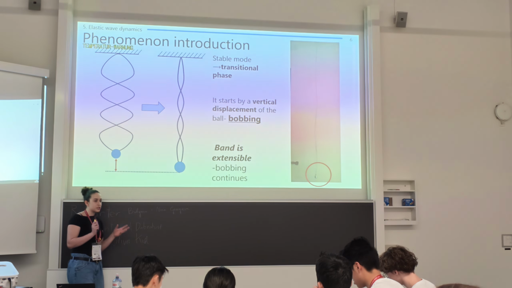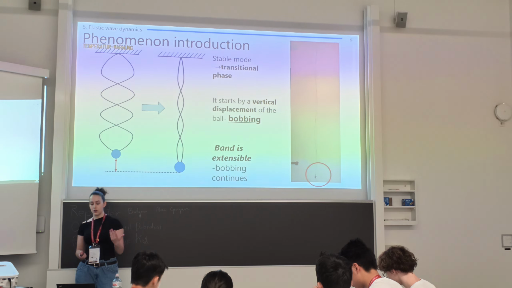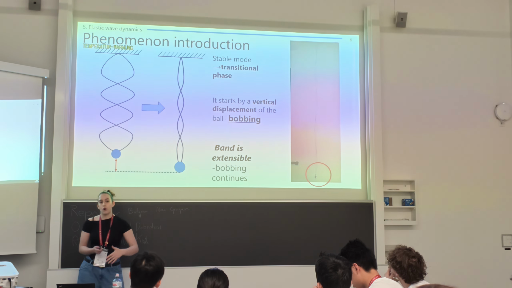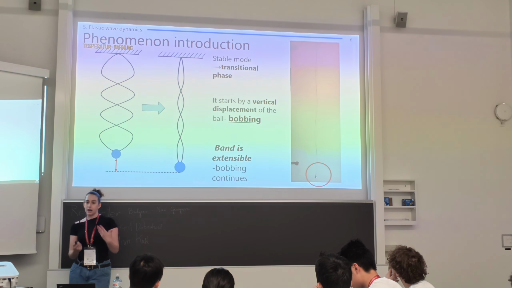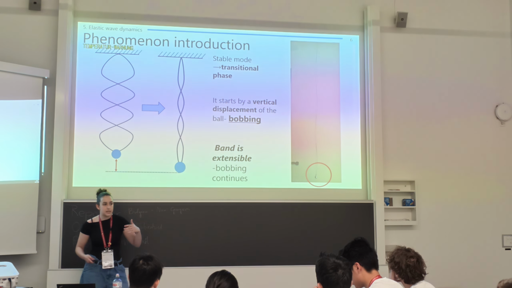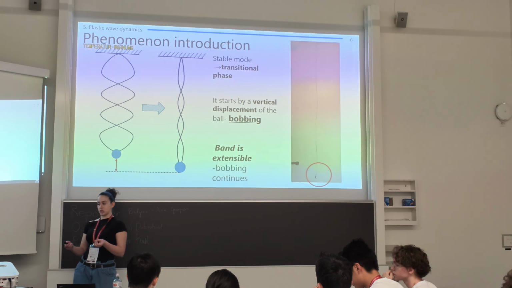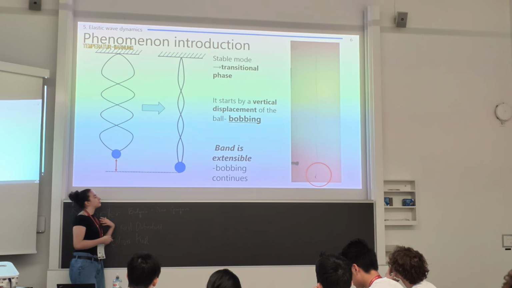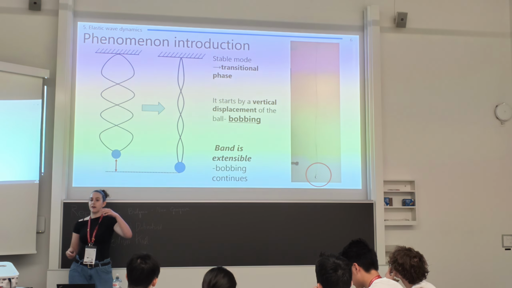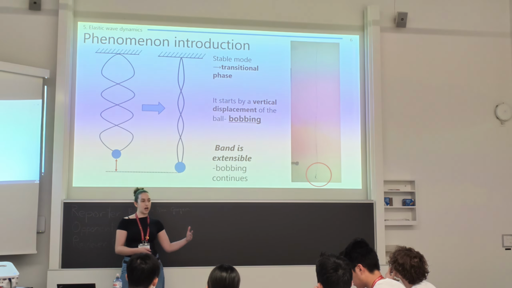So we have a transition phase. After the most stable mode, we have a transition phase to a higher mode, where we can see bobbing, which I define as vertical acceleration, or overall vertical motion around the axis. This bobbing is a phenomenon which occurs when there is a transition, and that is very important. The rubber band is extensible, which means after it's deflected once and the bobbing starts, it continues throughout the entirety of the experiment.